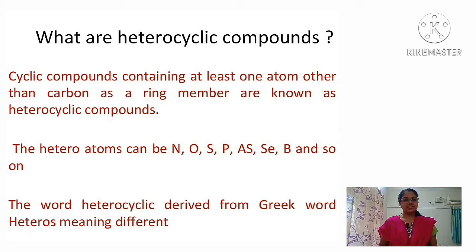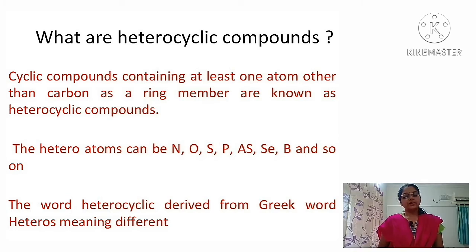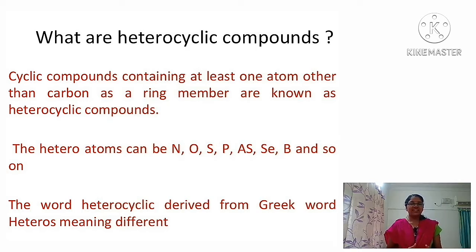As the name itself suggests, it is a cyclic compound. And in that cyclic compound, it should contain at least one heteroatom other than carbon atom in the ring to be called a heterocyclic compound. The heteroatom present in heterocyclic compounds can be nitrogen, oxygen, sulfur, silicon, phosphorus, boron, and so on. The word heterocyclic is derived from a Greek word in which heteros means different.